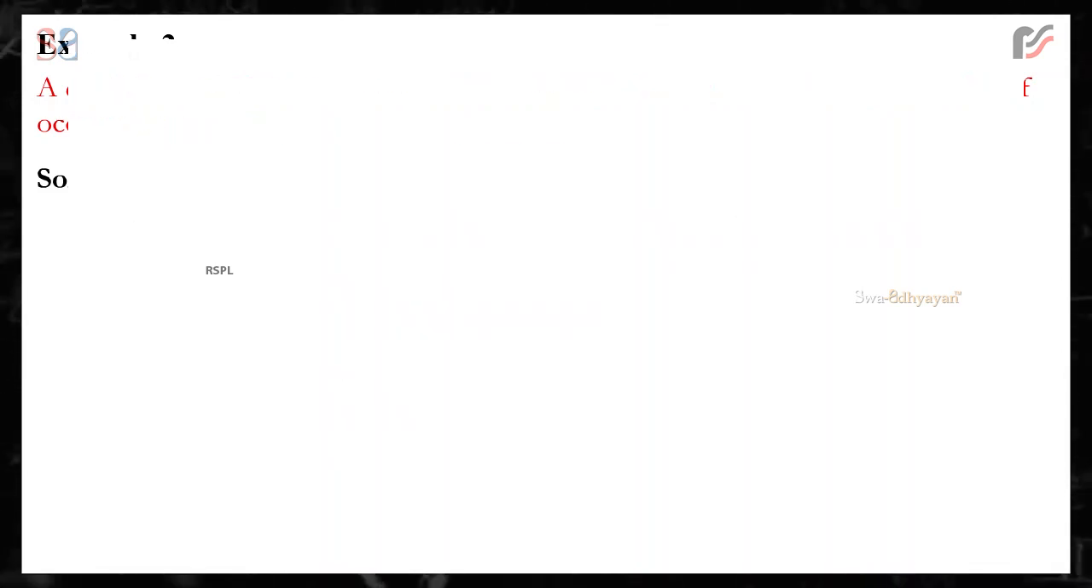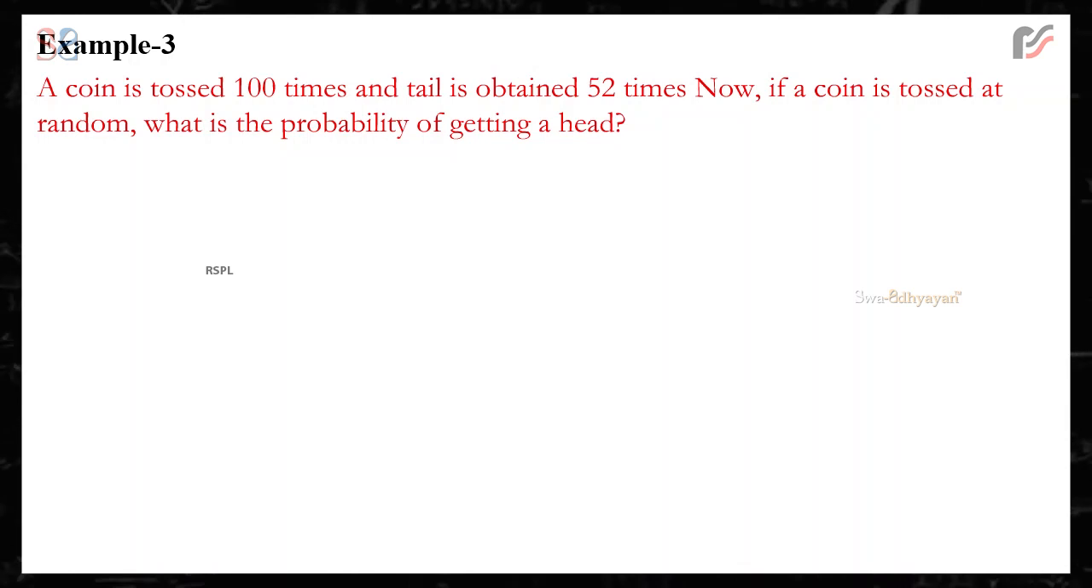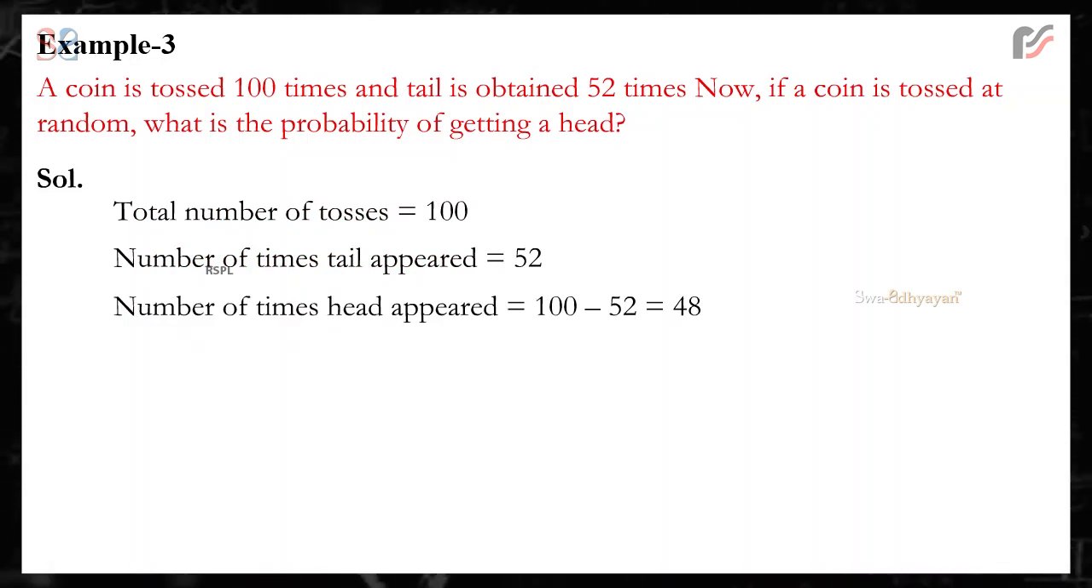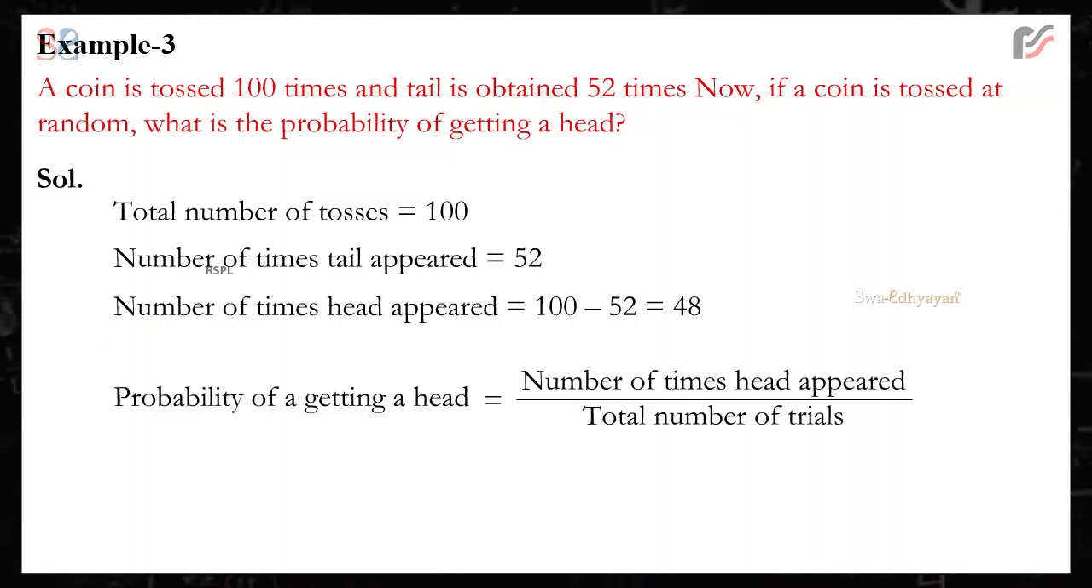Example 3. A coin is tossed 100 times and tail is obtained 52 times. Now, if a coin is tossed at random, what is the probability of getting a head? Solution. Total number of tosses is equal to 100. Number of times tail appeared is equal to 52. Number of times head appeared is equal to 100 minus 52, which is equal to 48. Probability of getting a head is equal to the number of times head appeared upon the total number of trials, which is equal to 48 upon 100, which is equal to 12 upon 25.